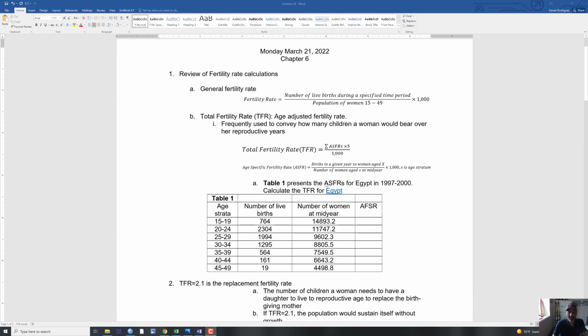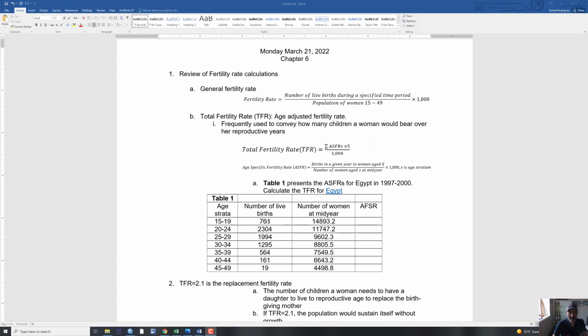So the age-specific fertility rate is the births in a given year to women of a given age stratum. We use these different strata here, like for instance 15 to 19, 20 to 24, etc. So if we wanted to calculate the births in this given year, it's really a 5-year period, and that's why we end up multiplying it by 5, as you'll see here in this part of the equation, multiplied by 5, because this is a 5-year period.